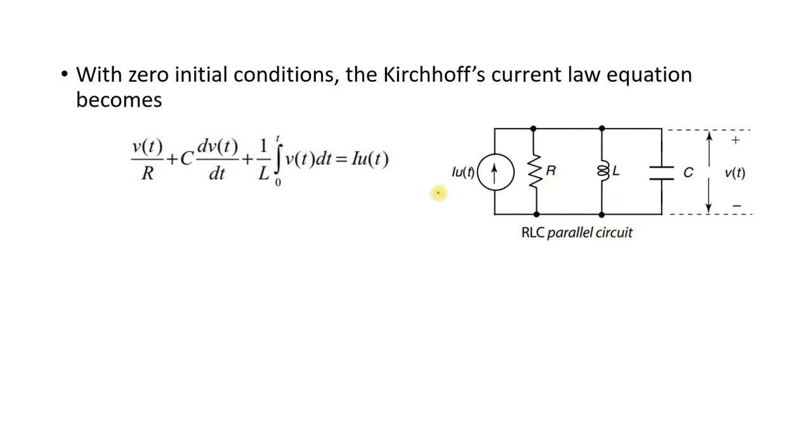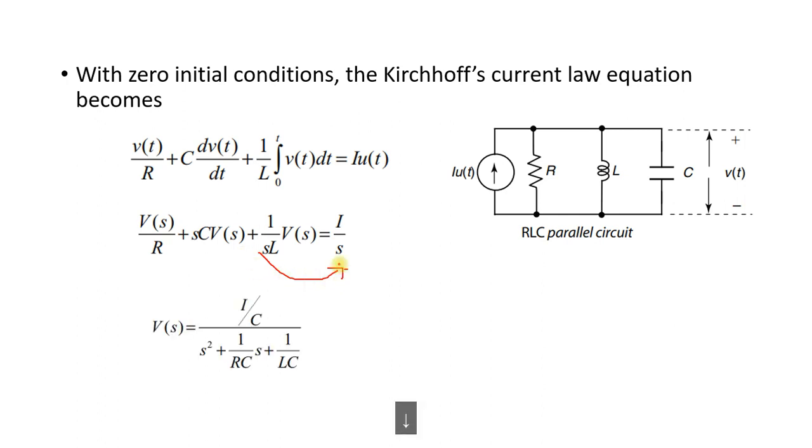If you take the Laplace transform, it looks like this. Here you take V(s) outside, do some modifications, and move the other terms to the RHS, and the resultant equation looks like this. In the denominator, this is in the form of a quadratic equation.